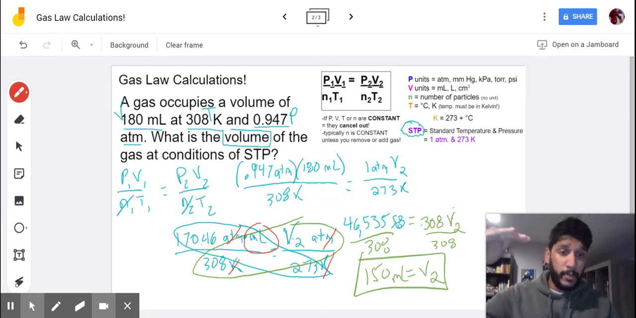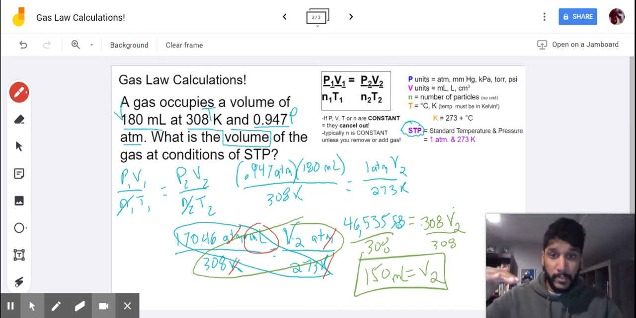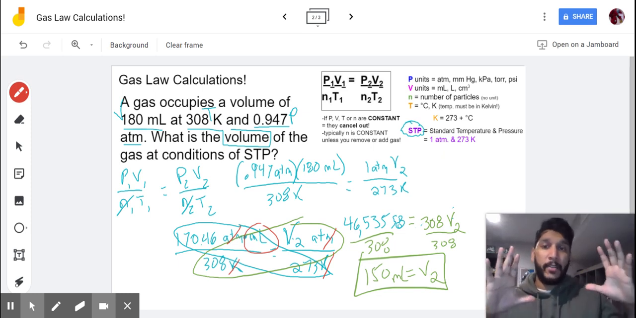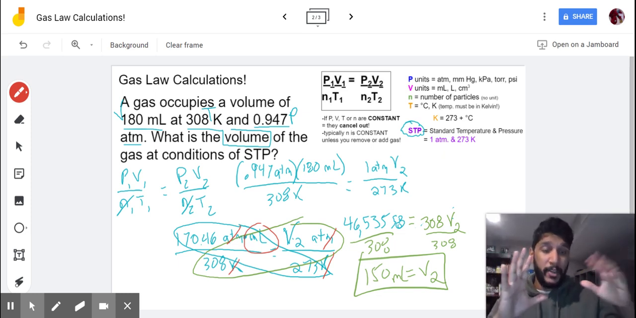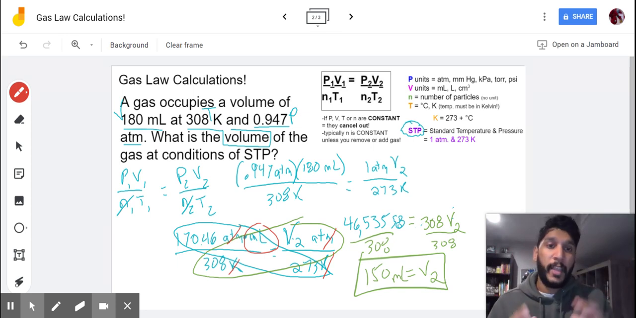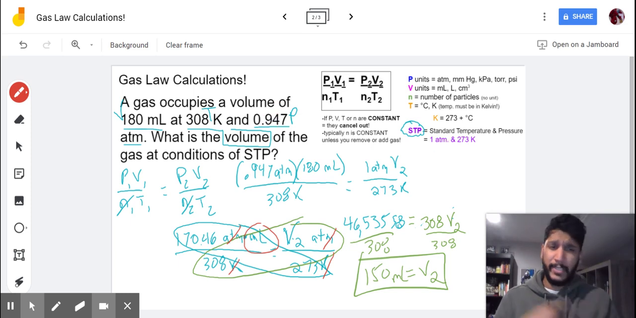We started off at 180 milliliters at a temperature of 308 K. What happened to our temperature? Our temperature dropped. It dropped to 273. So if our temperature is dropping, now our particles are moving slower. So if our particles are moving slower, and if the volume is not fixed, they're not going to be hitting those sides anymore, and they're going to start to come closer together. And as they're coming closer together, the pressure is going to increase, or at least in this case, our pressure is increasing as well, 0.947 atm to 1 atm. So there's a lot of different things going on here. But 150 milliliters is our final, or our new volume.